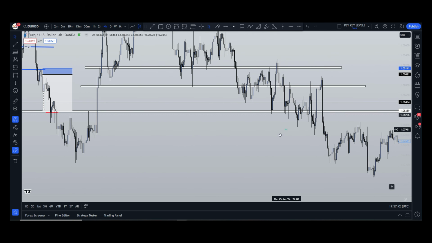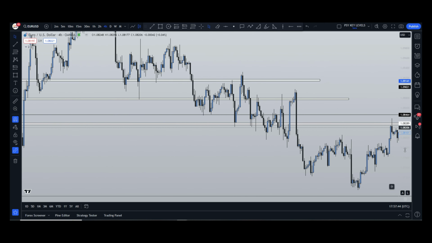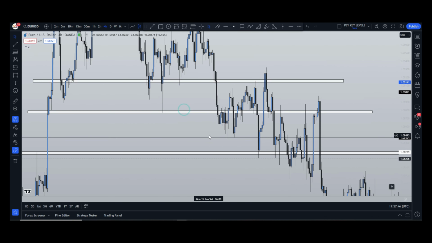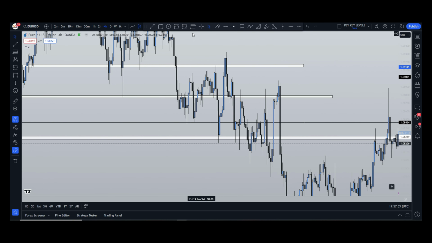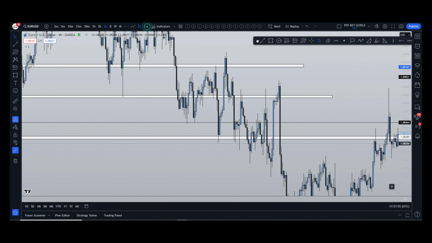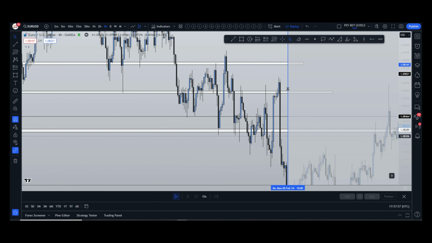Okay, 4-hour zones, right? This is for Euro USD. I thought I was on GJ for a second. Okay, Euro USD. Now when you get these levels, remember you consult with the bigger time frame. So let's do a playback here. Let me just move this out of the way. Okay, the playback button was hiding there.